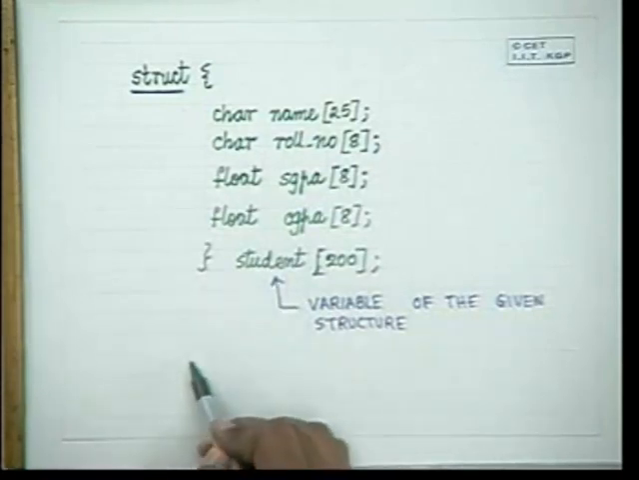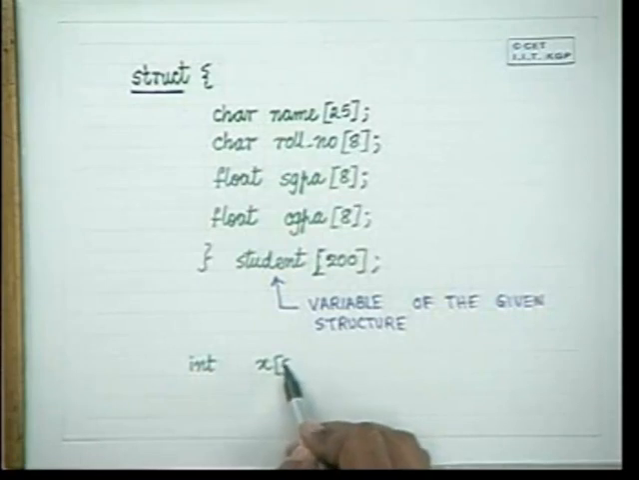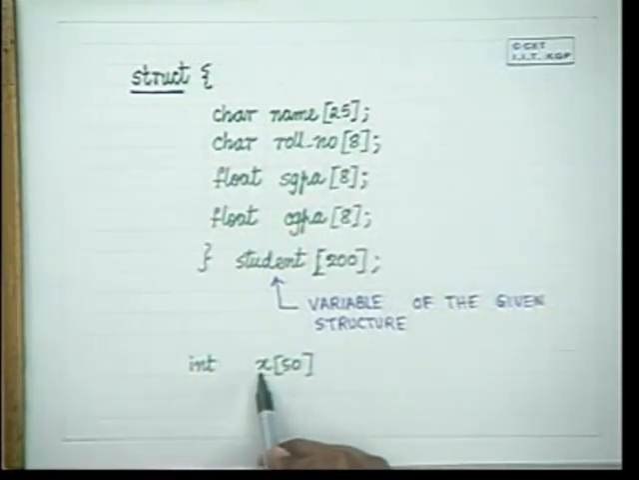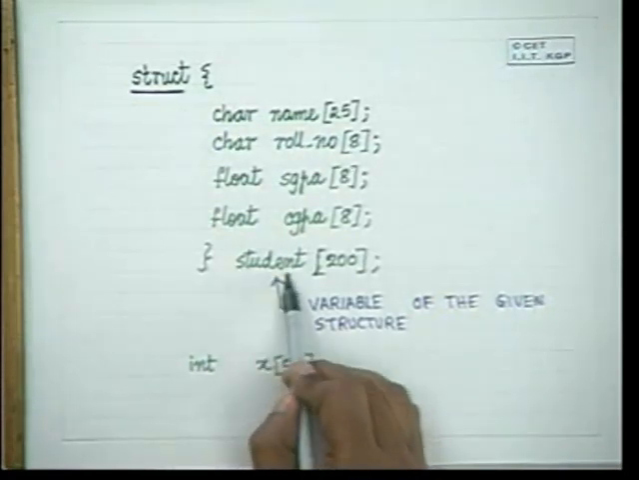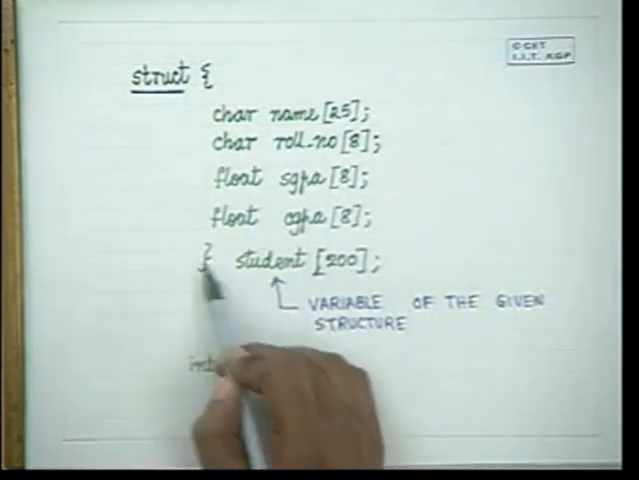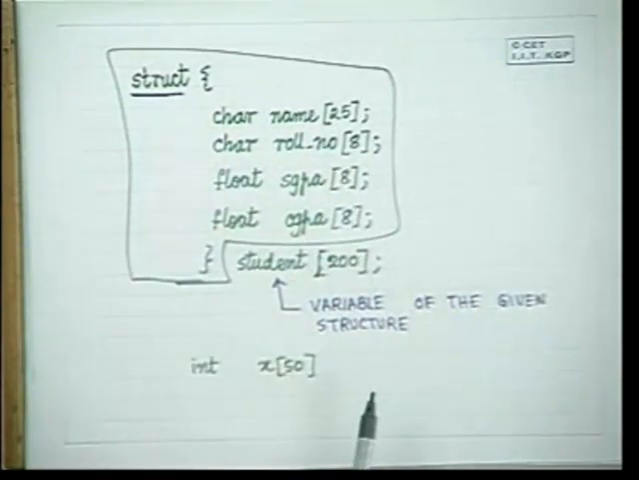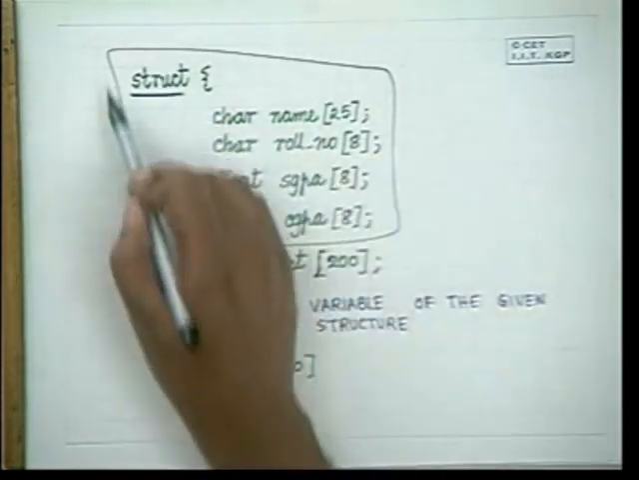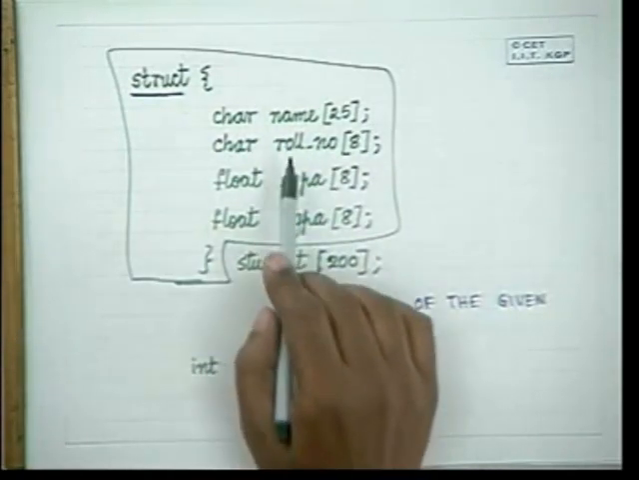Normally when you write int x[50], you mean that x is an array of 50 elements, each element is an integer. student[200]: student is an array of 200 elements, each element is this structure. This is just the type definition. Instead of int, you have given the type definition. Is that understood?